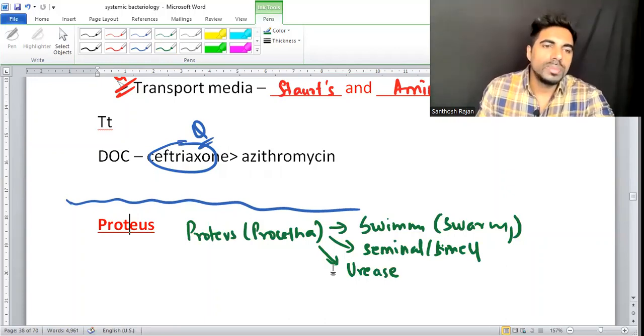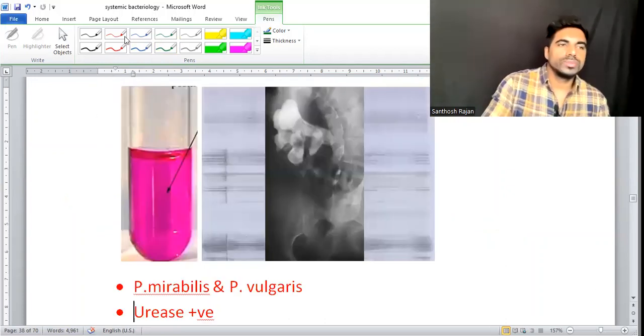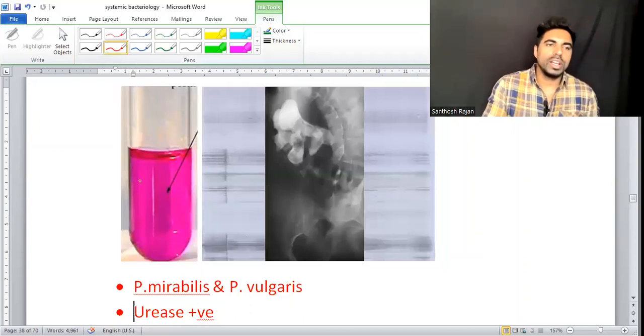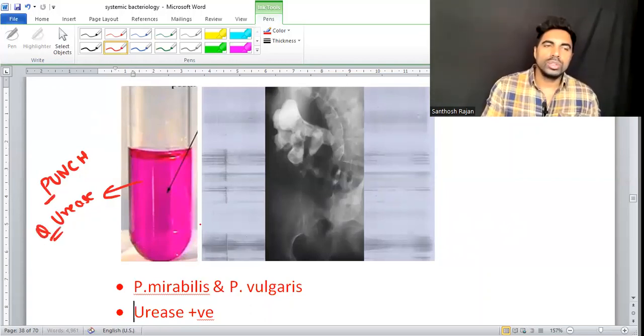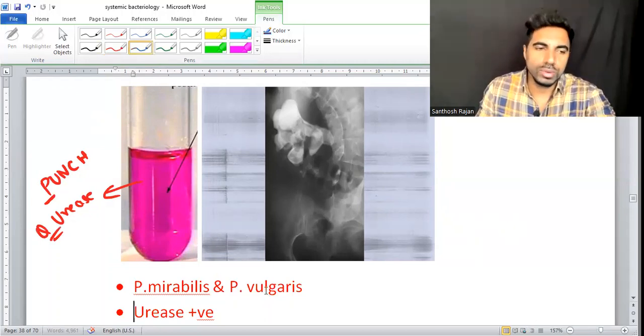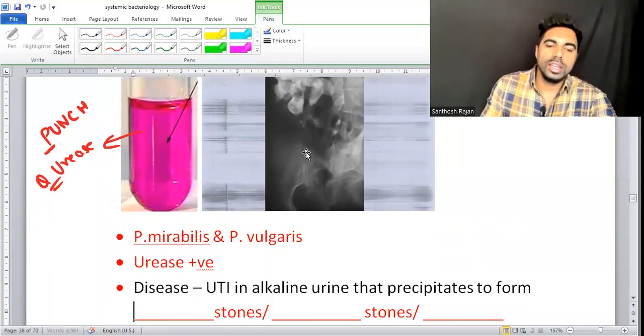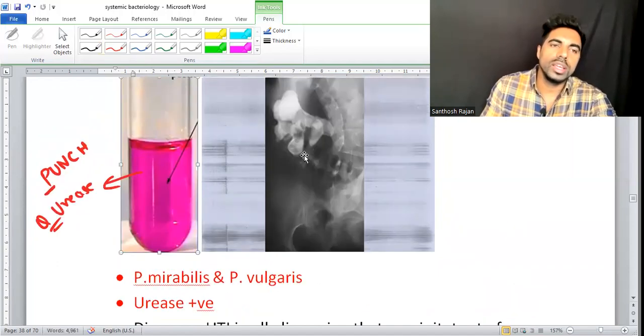Okay. So now this picture you'll get. What is this picture? Dekhe batana. So pink color, pink hota, that is urease positive. So urease mein aage na, apka killer punch, killer punch mein, apko Proteus aage. Okay. So that is an important question. So two important species hai, ek to mirabilis or vulgaris hai. Mirabilis, vulgaris, urease positive.